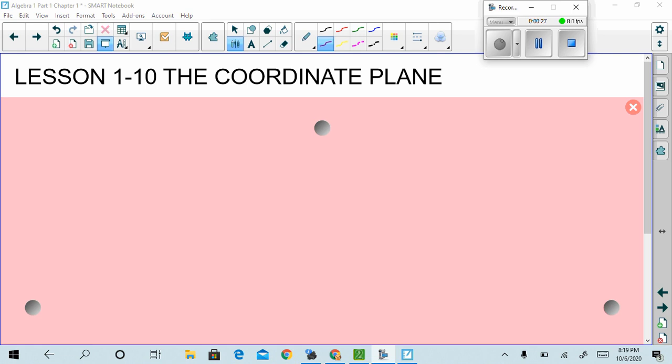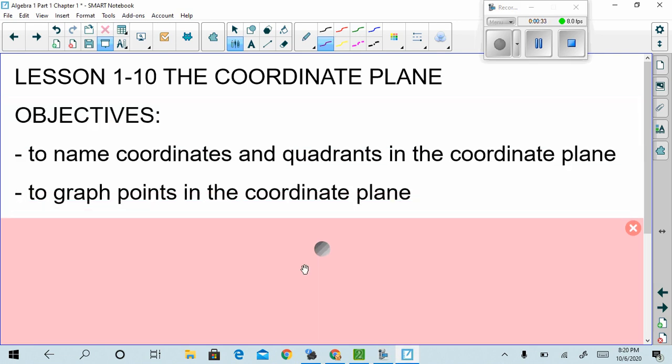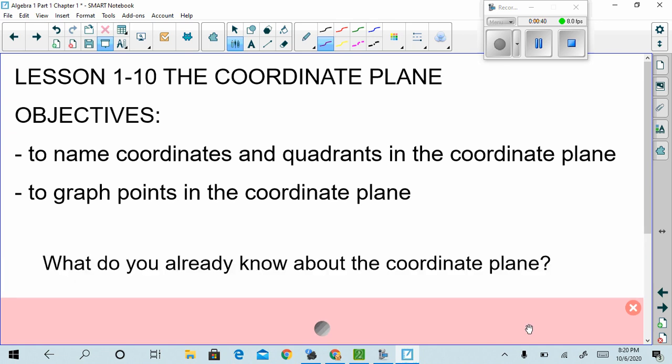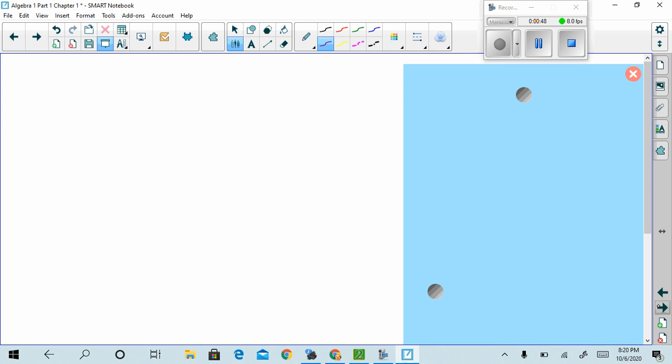I'm going to share a few things about the coordinate plane with you now, and our goals for this section are that we are going to name coordinates and quadrants, and we're going to graph points on the coordinate plane. So let's see what you already know about the coordinate plane. I'd now like to share a few things as we start this introduction.